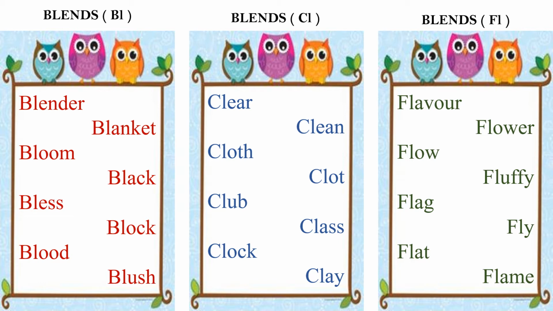Next is blend fl, F L, fl. Fl, avor, flavor. Fl, ower, flower. Fl, ow, flow. Fl, uffy, fluffy. Fl, ag, flag. Fl, y, fly. Fl, at, flat. Fl, ame, flame. So these are some words with blends bl, cl and fl, and you have to revise and learn them also. Come, we'll move to the next.